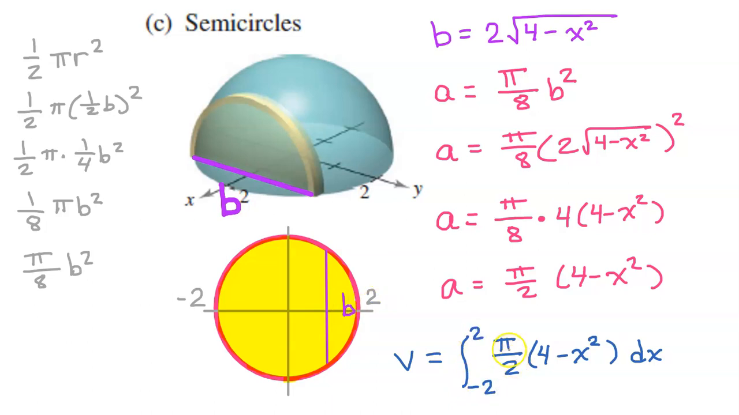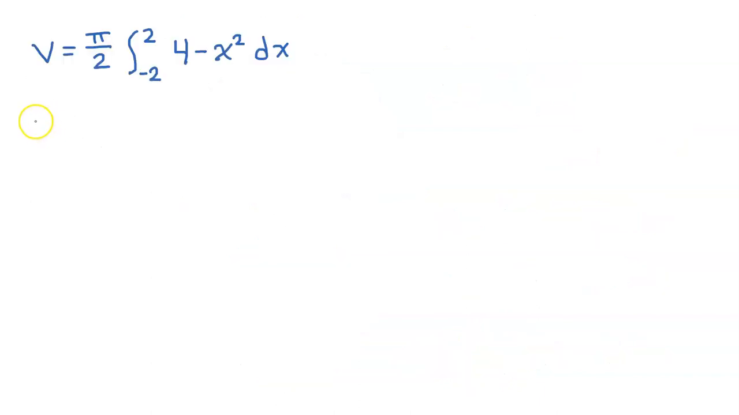On my next step, I will put the constant of pi over 2 out in the front. As we integrate, we will leave the pi over 2 way out in the front. Let's integrate term by term. The antiderivative of 4 is 4x.